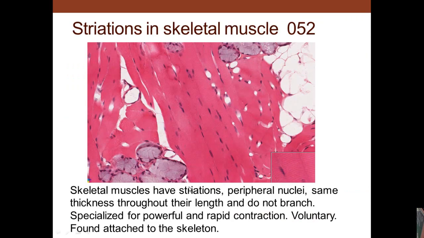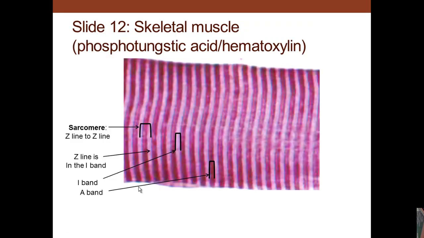So skeletal muscle has striations that we see, the dark and light bands, the A and I bands, nuclei on the periphery, and pretty much the same thickness throughout. They don't taper necessarily at the end. It's kind of a blunt taper at the end. They do not branch. They're specialized for rapid contraction because the actin and myosin are aligned in a sarcomere. It's voluntary, it's muscle that you can control, and it's associated with the skeleton.